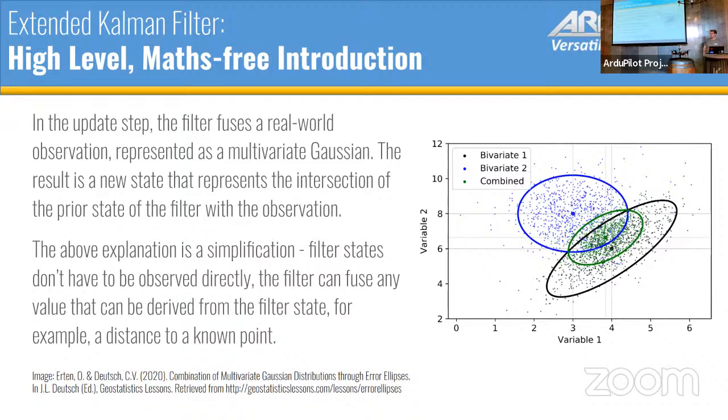And then there's a second step, which is the update step, which is where we shrink our uncertainty back down. We collect real world observations and update our understanding of the world based on those. And those observations themselves have a probability distribution. So essentially, if our state is the black circle, and our observation is the blue ellipsoid, then the result of the fusion of those would be the green ellipsoid.